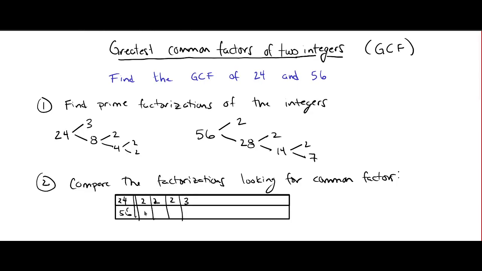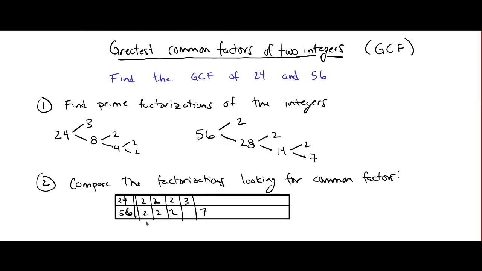56, we said that was 2 times 2 times 2 times 7. So I'm going to put this 7 in a new column because it doesn't match that 3. I don't want to put it in the same column as a 3. And so we go through this table and we look for the common factors.